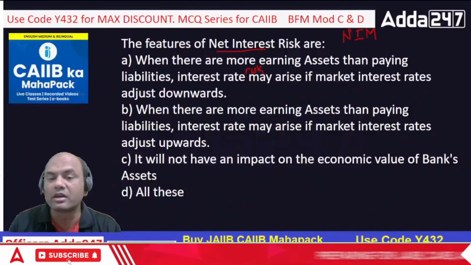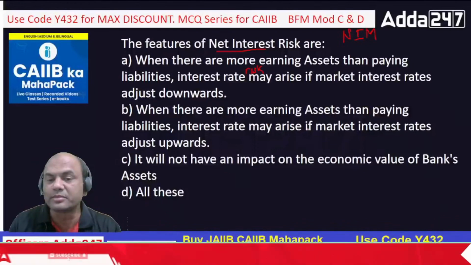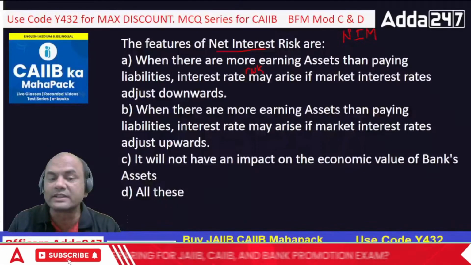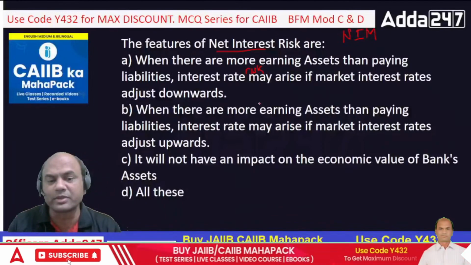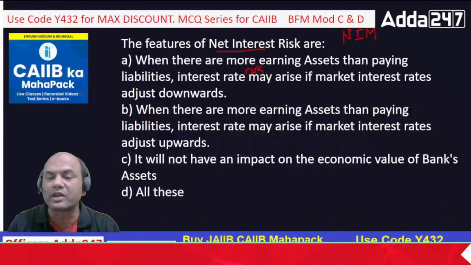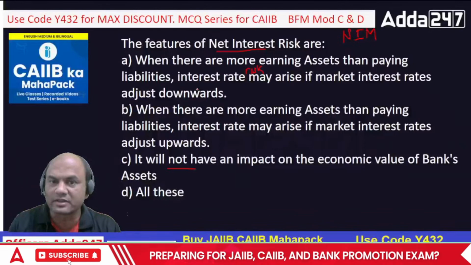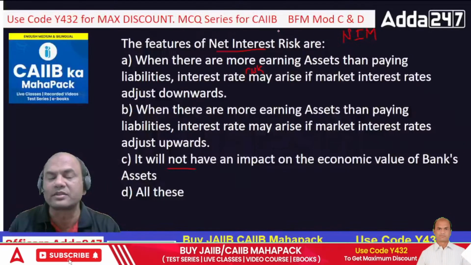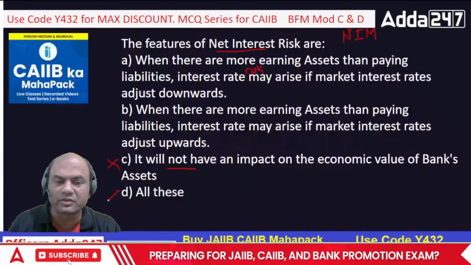B: when there are more earning assets than paying liabilities, interest rate risk may arise if interest rate adjusts upwards, if it goes up. So the logic is simple, the question is only this. And the third one says it will have no impact on the economic value of the bank's asset. That is not the right answer. Definitely net interest risk will always affect the bank's overall economic value. So C is out, D is also out. Now what remains? Only A and B.